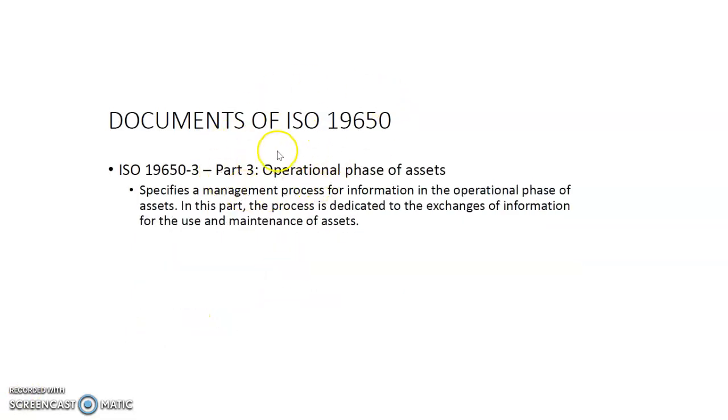Part 3 talks about the operational phase of the asset. It specifies a management process for information in the operational phase of the asset. In this part, the process is dedicated to the exchange of information for the use and maintenance of the asset. That means when the project is completed and is handed over, what does the facility manager do?